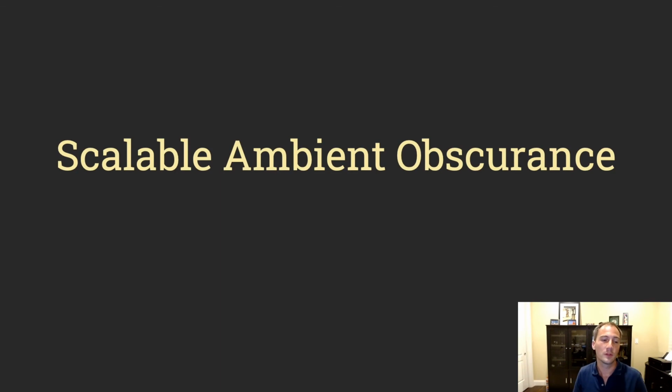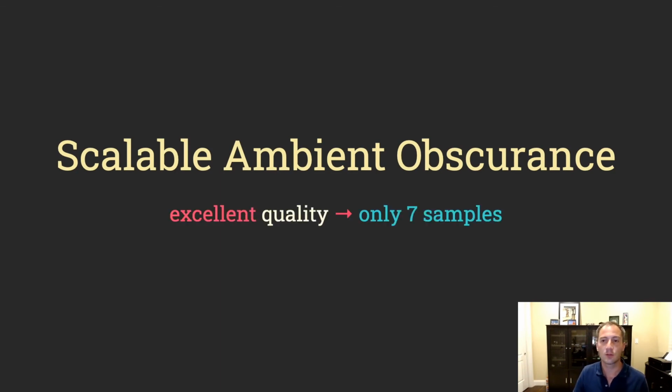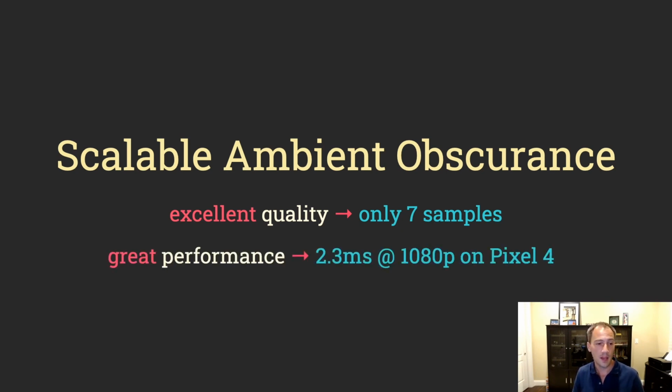We use an algorithm called Scalable Ambient Obscurance by Morgan McGuire. We chose it because it delivers really good quality, even with just a few samples. In our low quality mode that we use on mobile, it's only 7 samples. And it runs fast, about 2 milliseconds at 1080p on a Pixel 4. To generate this effect, we generate a chain of MIP maps for the depth that we can reuse for other effects, so we can amortize the cost of the ambient occlusion. For instance, we can reuse it for depth of field.